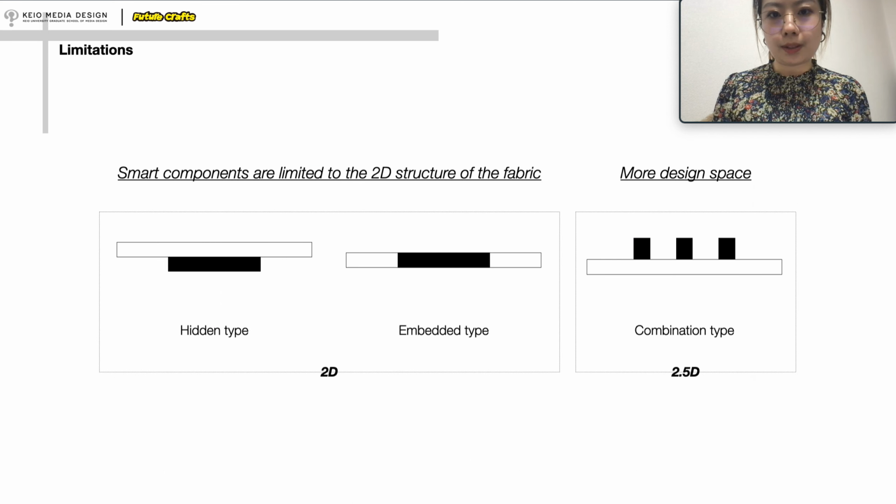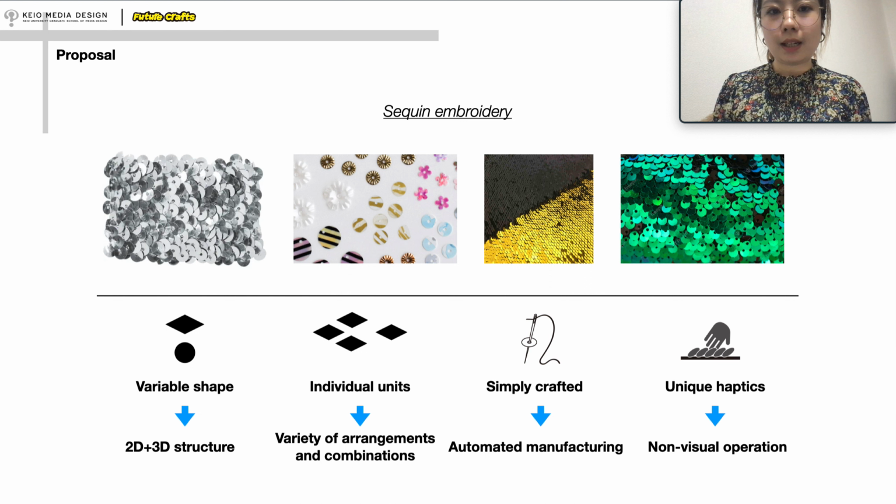However, in general, the design and representation of these smart textiles are mostly limited to flat surfaces. That limits the space for smart components to be embedded in the textiles and makes it more difficult for fashion design. Sequin embroidery, a traditional embroidery technique, has a wide range of applications in textile manufacturing.